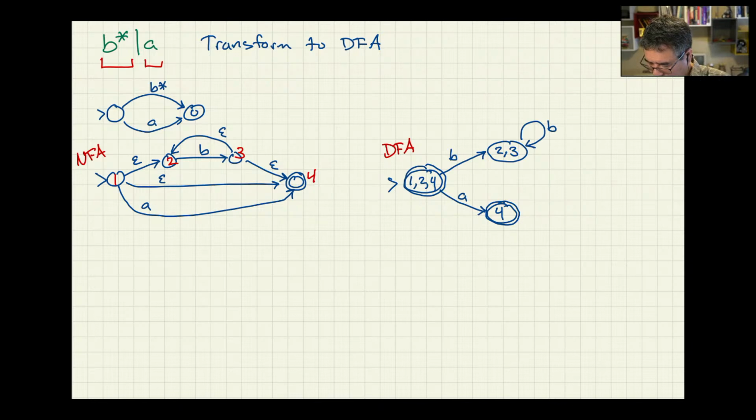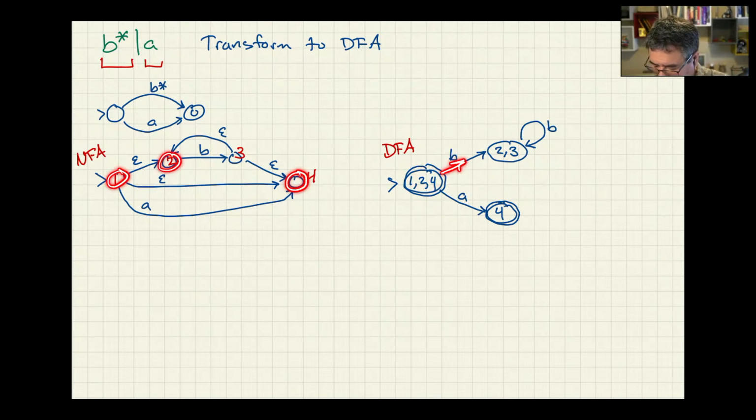What did I do wrong? Oh, I see what happened. Does anyone see the mistake that I made? This is supposed to be marked accepting, but it's not. The mistake I made was, let's go back to 1, 2, and 4. So I'm in 1, 2, and 4.